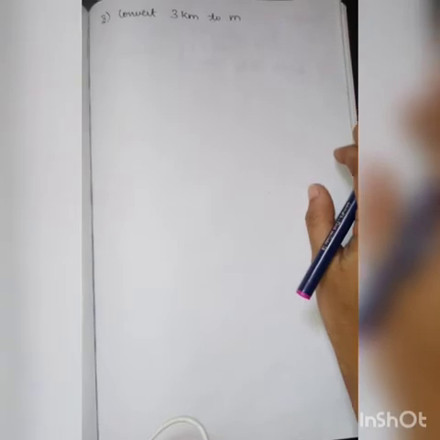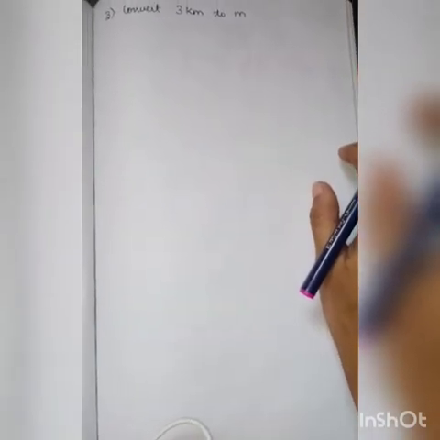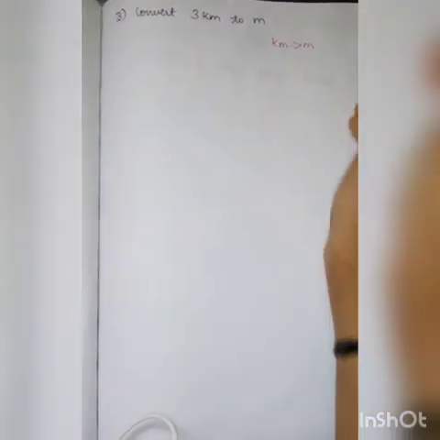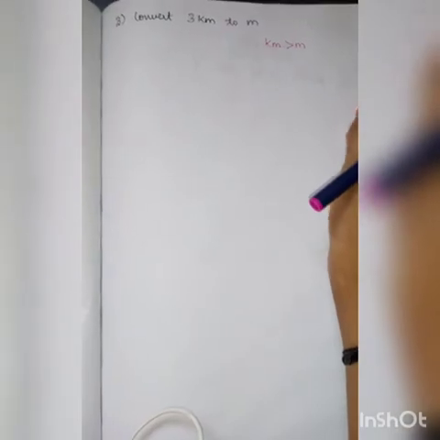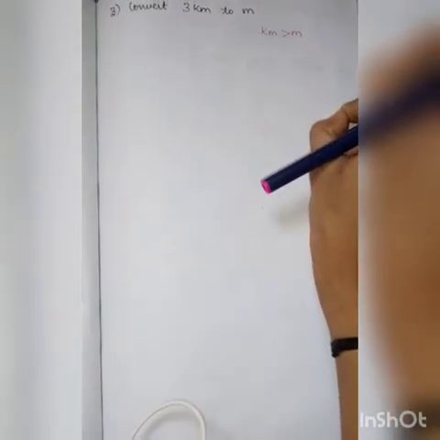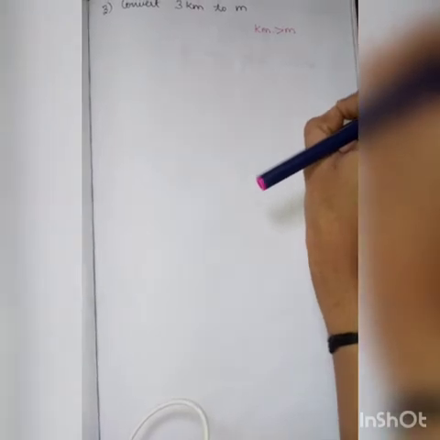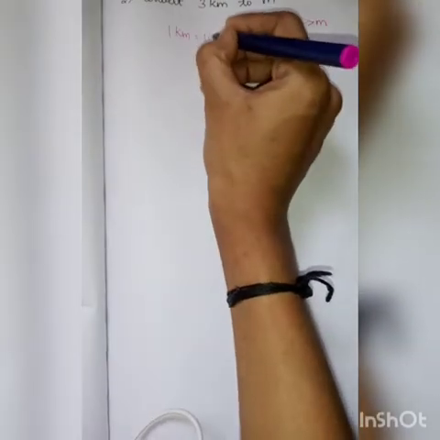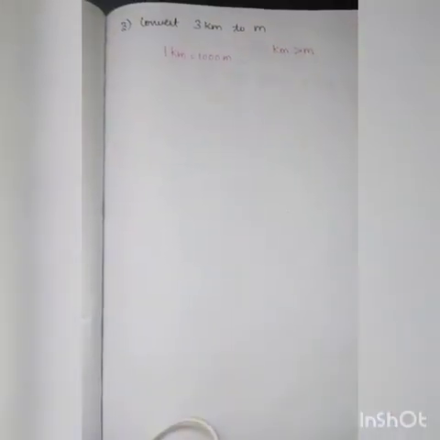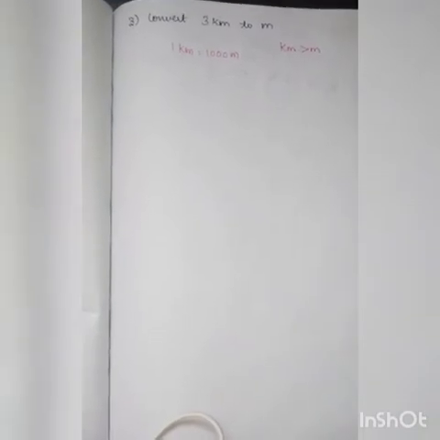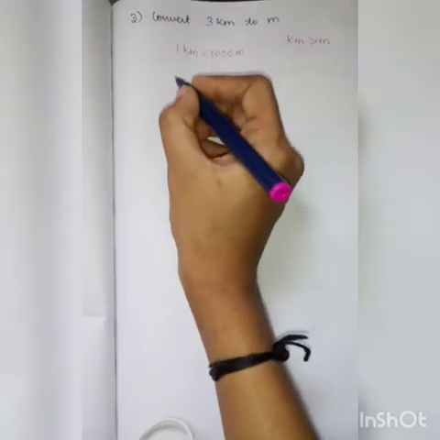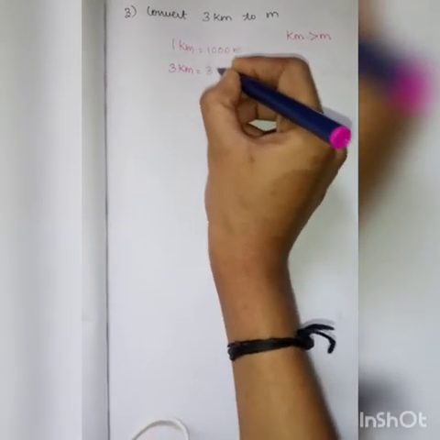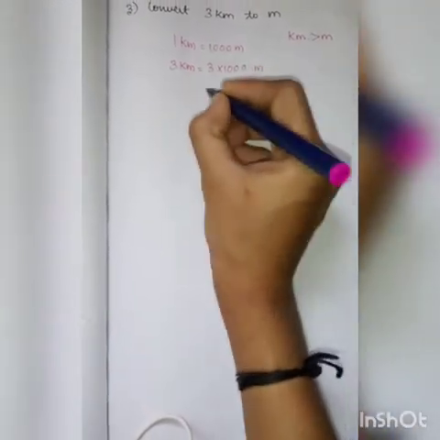Understood? We are going to convert 3 kilometer to meter. Obviously here kilometer is greater than meter. So you are going to convert from bigger to smaller, so obviously you are going to multiply. What is the formula related to kilometer and meter? 1 kilometer is equal to 1000 meter. You should keep this in your mind. Now what is the question here? 3 kilometer. So 3 into 1000 meter. So 3 into 1000?